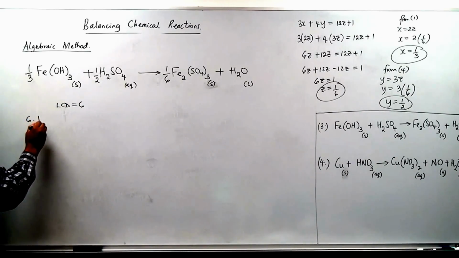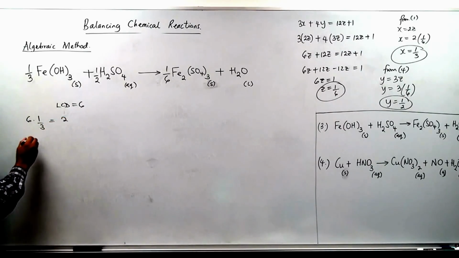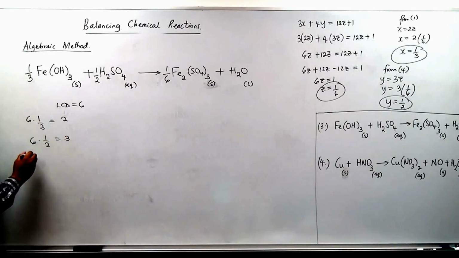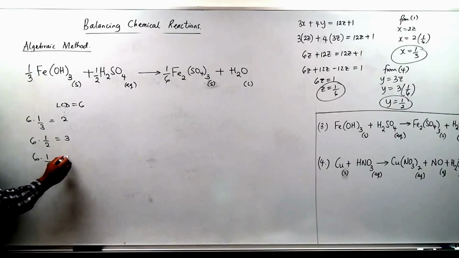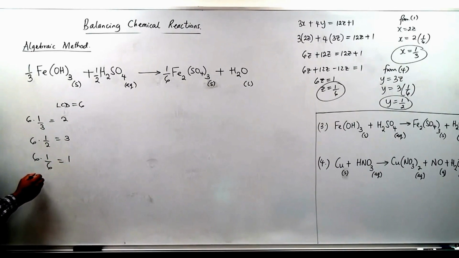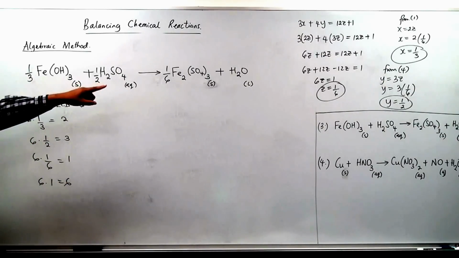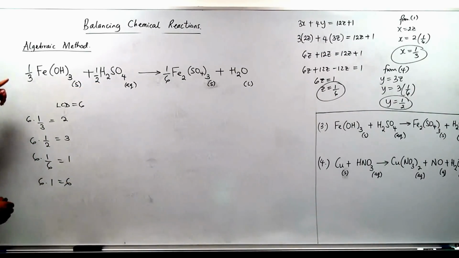So 6 times 1 over 3 will give us 2. 6 times 1 over 2 will give us 3. 6 times 1 over 6 will give us 1. And then 6 times 1 will give us 6, because that's, here is 1. So we just plug it in.